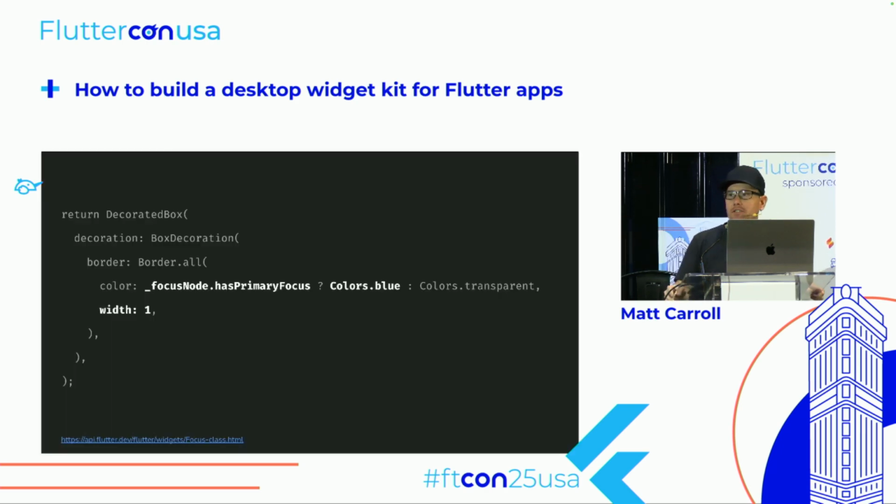In the simplest case, we can have, for example, a decorated box with a border. And when our node has focus, we give that border the color blue. And when it's not focused, we make it transparent. Now, I'm curious, does anyone know why I give it a transparent border without focus instead of getting rid of the border entirely? Simon. Size change. And what happens with size change?